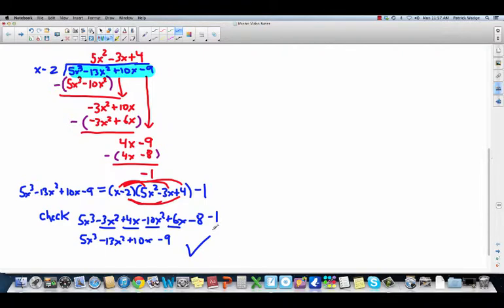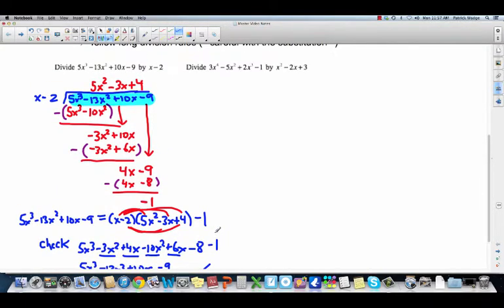Now, I'm not saying you have to check them. I'm just showing you that you can, and showing you how the answer relates to the original question. Okay, let's do one more of these long division questions.